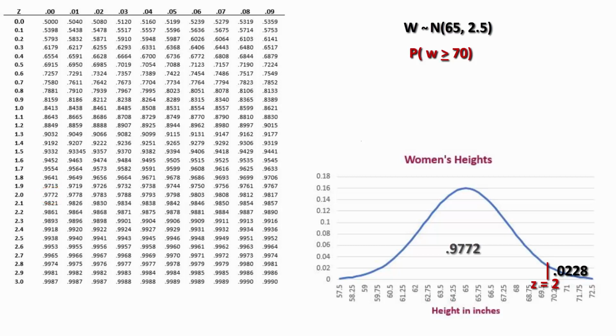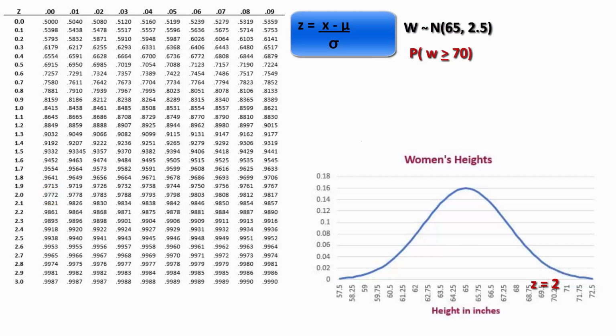We studied transformations earlier. Here's the transformation formula to convert a score from any non-standard normal distribution into a standardized z-score. Standardized because z-scores belong to the standard normal distribution with a mean of 0 and standard deviation of 1. z is equal to x minus mu divided by sigma. Looking at our example of heights above 70 inches, z is equal to 70 minus 65 divided by 2.5.